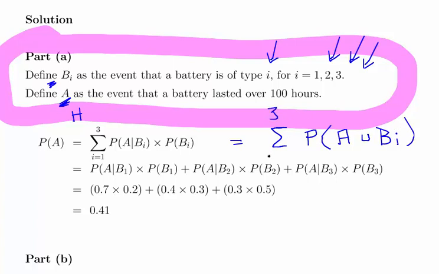But essentially I'm just being a bit more advanced in my notation, that's all. So for each of the three batteries, we write out this expression, the probability of A given Bi times the probability of Bi. Here it's for battery 1, here it's for battery 2, and here it is for battery 3.